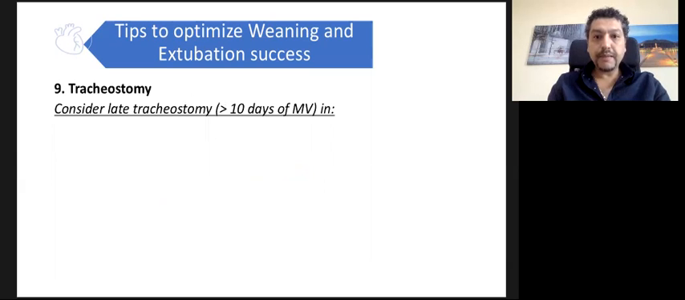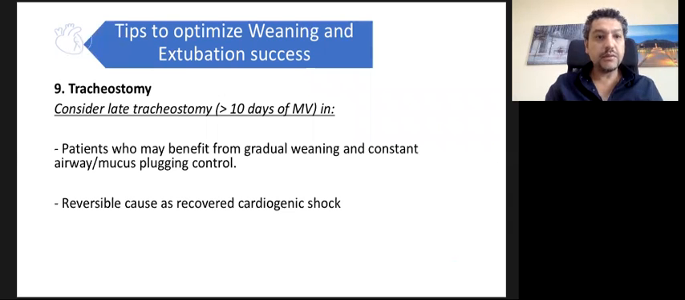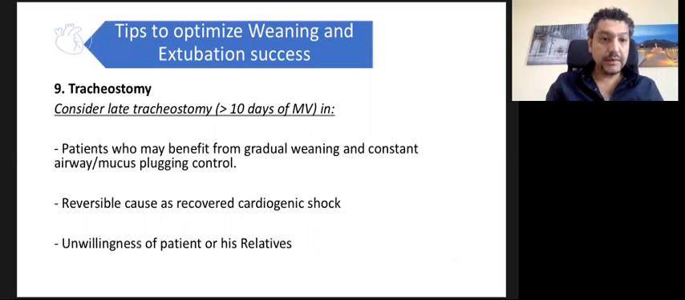And the last tip, the tracheostomy. In some patients we have to consider late tracheostomy, more than 10 days of mechanical ventilation. You know the guidelines usually say you should consider tracheostomy after 7 days of mechanical ventilation. But there are some eligible patients we should consider for late tracheostomy: those who may, for example, benefit from gradual weaning and constant airway mucus plugging control, patients deemed to be extubated soon for a reversible cause, like, for example, recovered cardiogenic shock with normal other parameters, or the unwillingness of the patient or the relatives, or the wish of the patient or the relatives themselves.